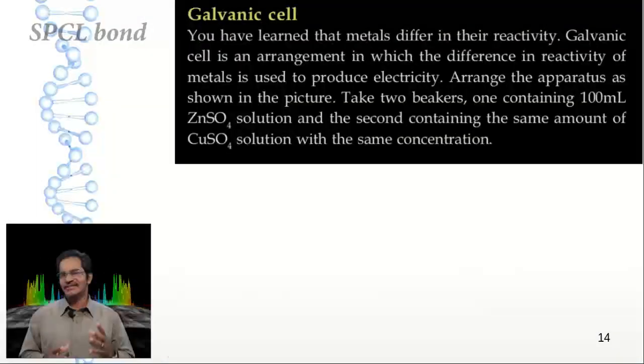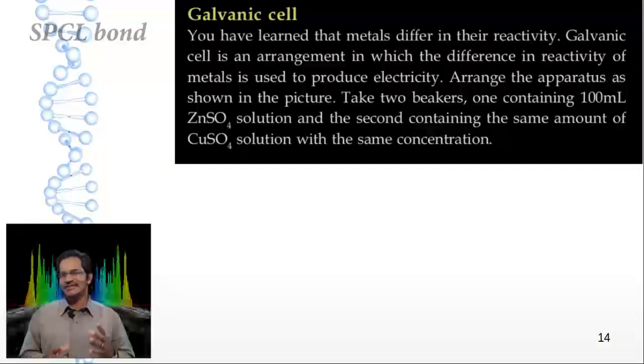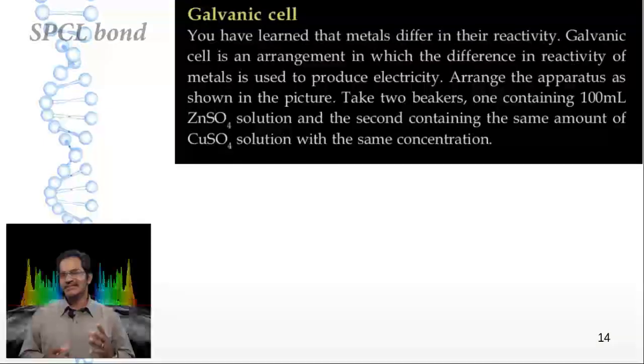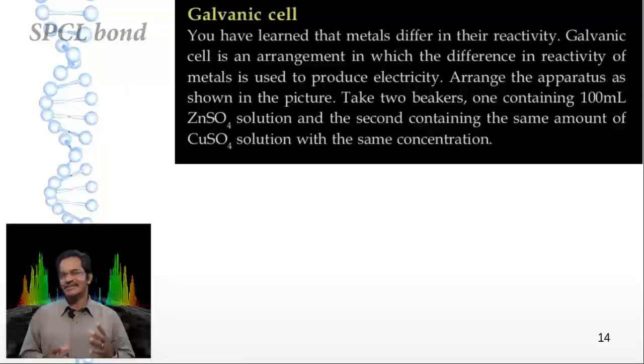Nowadays we know so many cells are there: dry cell, mercury cell, lead storage cell, nickel cadmium cell, and then lithium ion cell. So many types of cells are there. Here there is a cell that is called galvanic cell, the first and old concept. You know voltaic cell, you know galvanic cell.